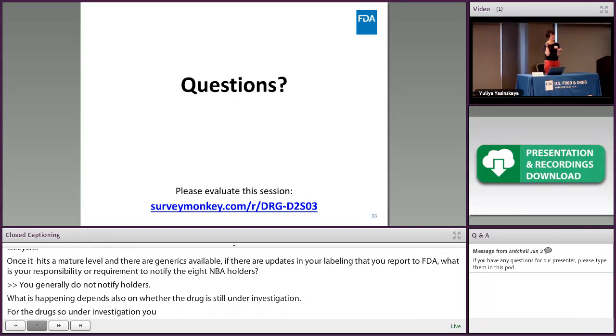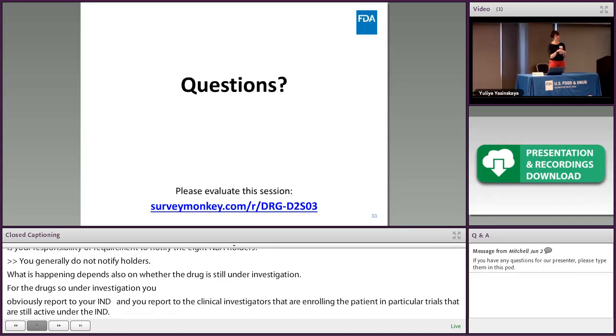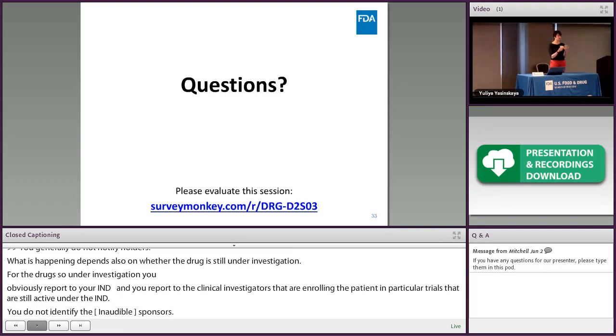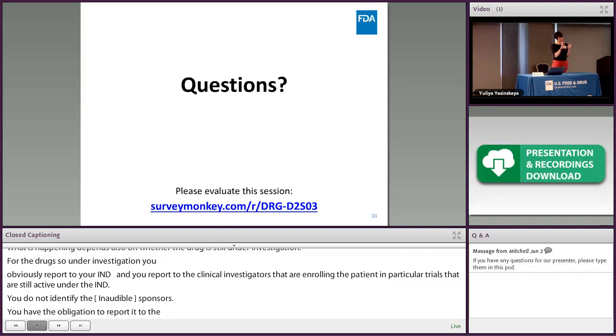You have the obligation to report it to the FDA, and we, in conjunction with you, will look towards possibly updating the package insert, the product labeling, and then the ANDA sponsors will take that updated safety labeling and apply it to their particular products that they market.